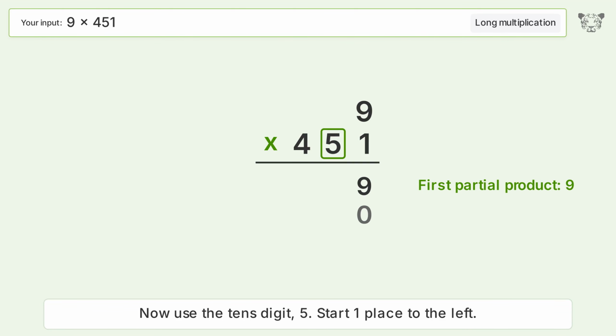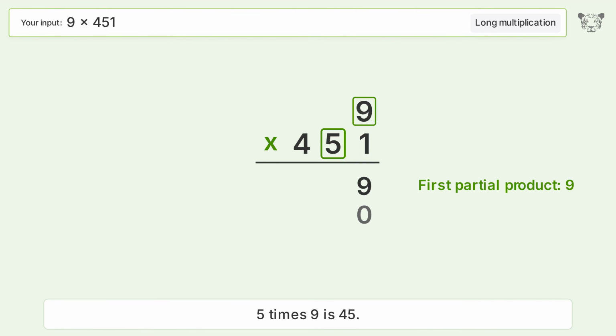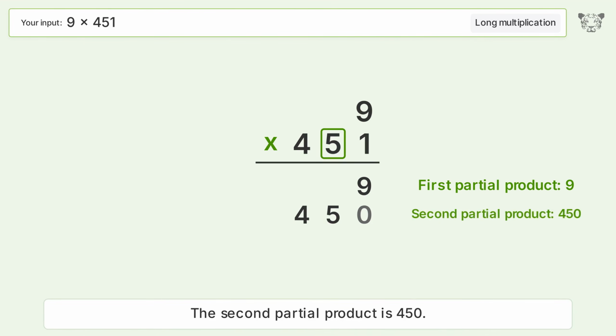Now use the tens digit, 5. Start one place to the left. 5 times 9 is 45. The second partial product is 450.